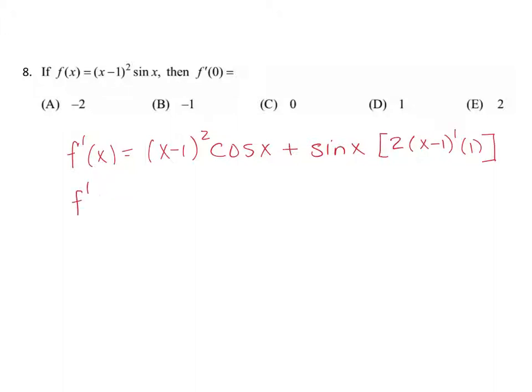Now we're ready to substitute in f prime at 0. So this whole part here, that's going to be negative 1 all squared, which is 1, times cosine of 0 is 1. Plus, and then over here, sine at 0 is 0, so that whole rest of the term is going to go out to 0. So my final answer is D.